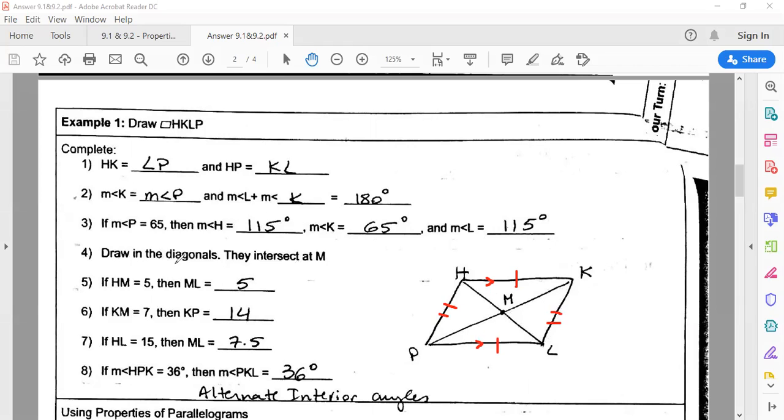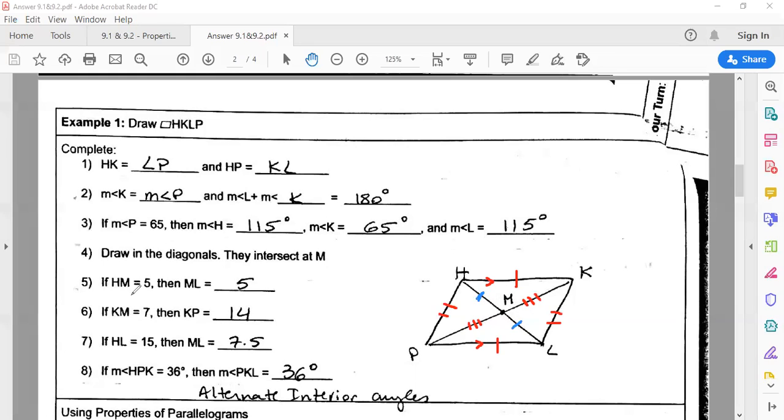Now draw in the diagonals and label that they intersect at point M. So I drew the diagonals here, and here is point M. Now there's something I know here: this segment is congruent to this segment right here. And I also know, let me change the color, that this one is going to be congruent to this one here.